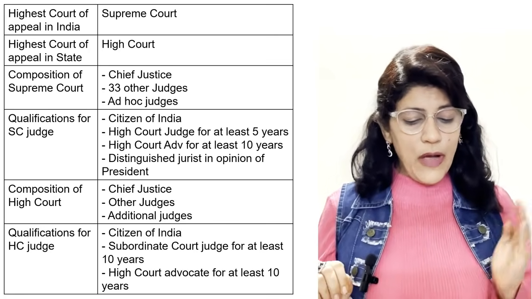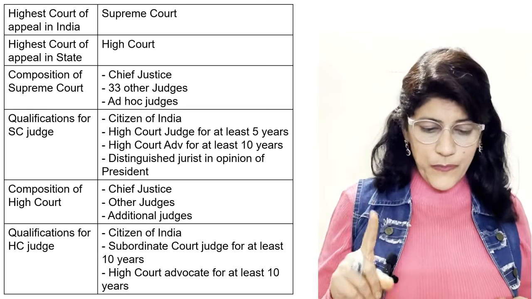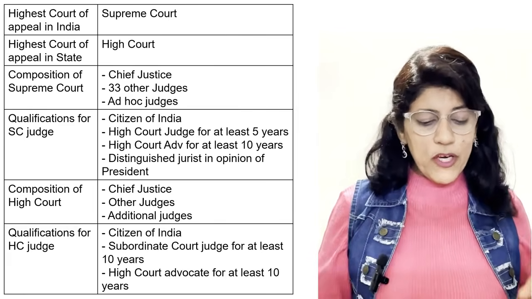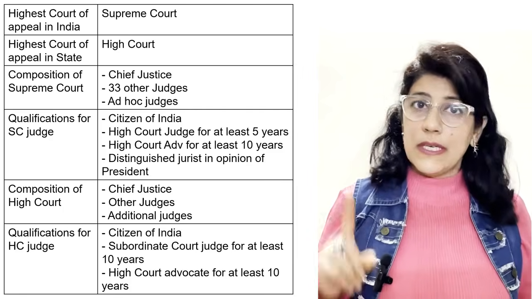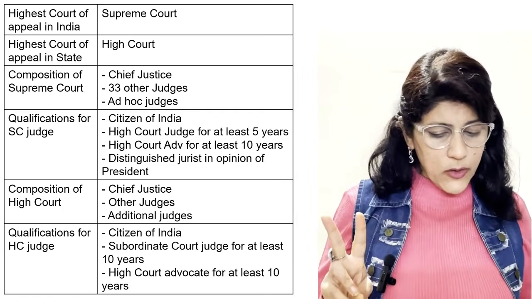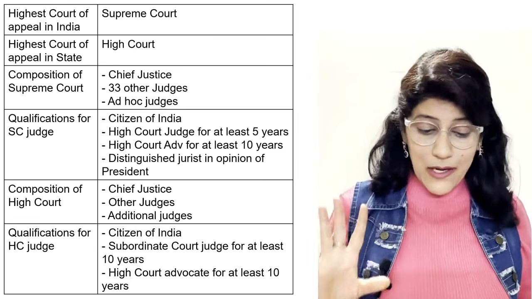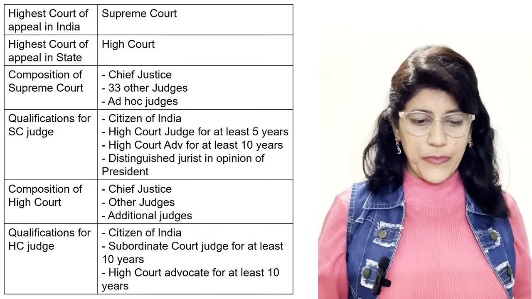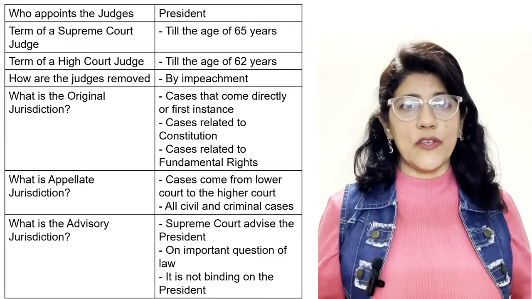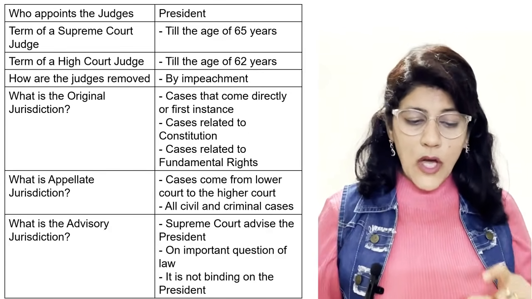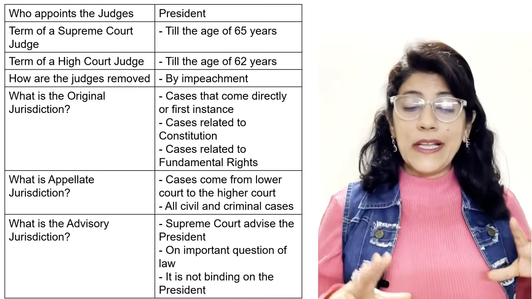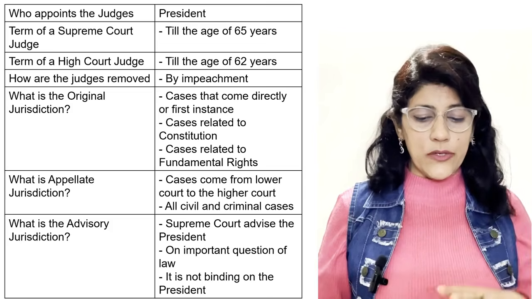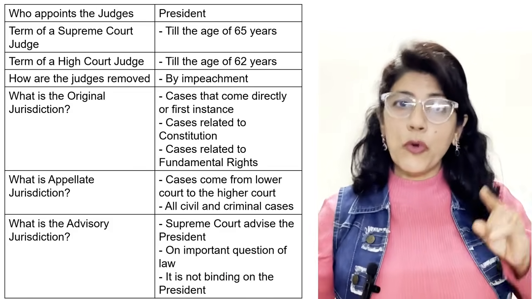Now composition of High Court: Chief Justice, other judges and additional judges. Qualification for High Court judge: citizen of India, subordinate court judge for at least 10 years and High Court advocate for at least 10 years. Who appoints the judges? President. Term of a Supreme Court judge till the age of 65 years. Term of a High Court judge till the age of 62 years.